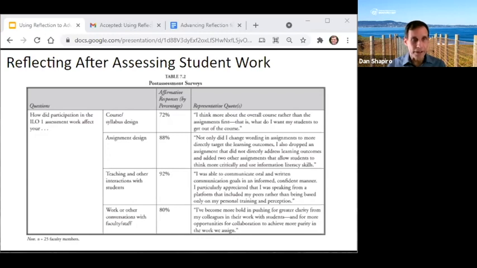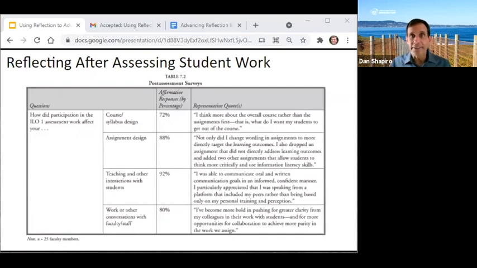And then finally, work or other conversations with faculty and staff. I become more bold in pushing for greater clarity for my colleagues and their work with students, and for more opportunities for collaboration to achieve more parity in the work that we assign. So again, we were just thrilled to see all this. And again, we saw a high percentage of faculty that were providing this kind of feedback, and very consistent.